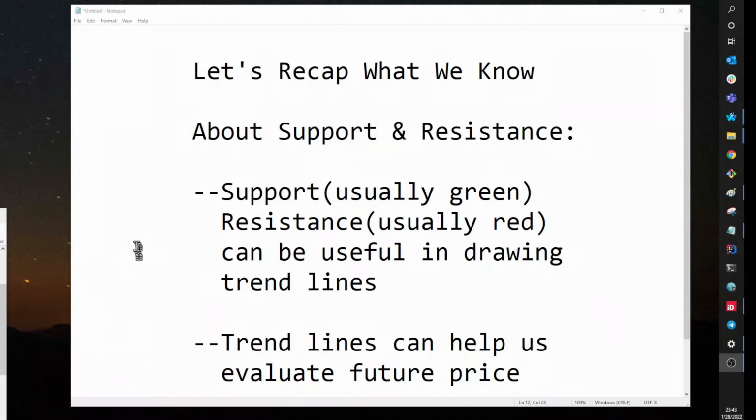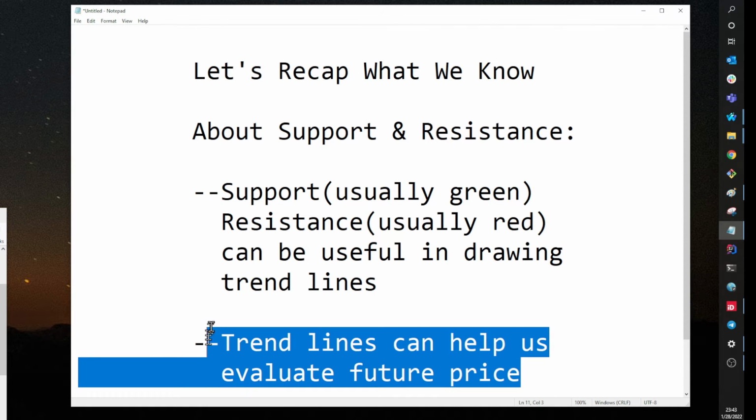What do we know about support and resistance? Support, usually green, and resistance, usually red, can be useful in drawing trend lines. And these trend lines can help us evaluate the future price of a stock, and therefore it helps us know when to buy and sell.